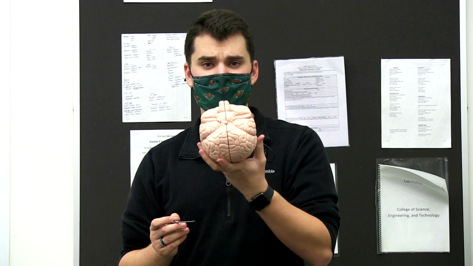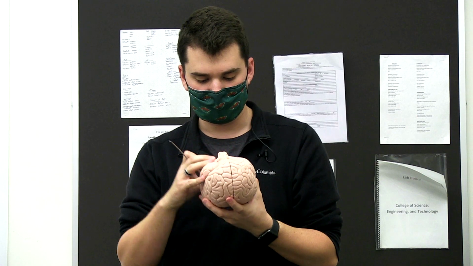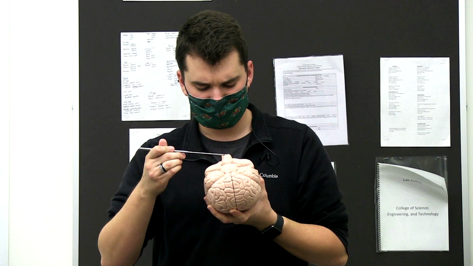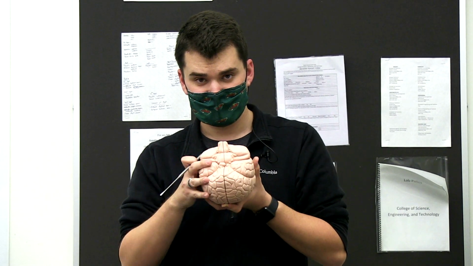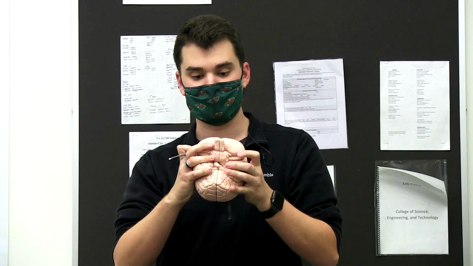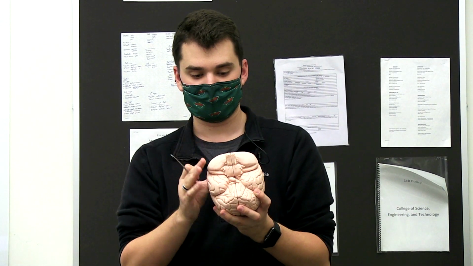Now on the medulla, there's a couple structures you need to know. First, you need to know the pyramids of the medulla. The pyramids of the medulla are here and here. You'll see that the medulla has a bit of a line running through it. That's because this model divides in two. However, in real life, the pyramids are actually separated by a small groove.